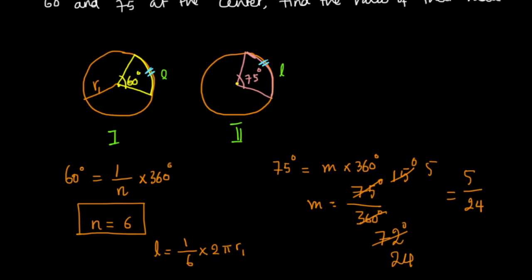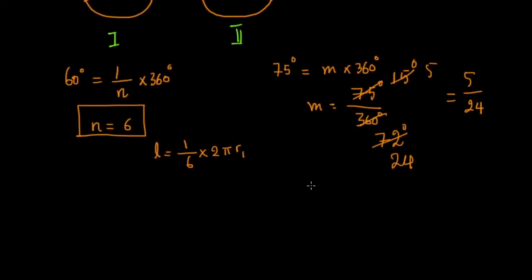So if the radius of the second circle is r2, then doing similarly, the length of our arc would be L equal to this m, so that's 5 by 24 times 2 pi times r2, right? And we want to find the ratio of their radii, which means we want to find r1 is to r2, or r1 by r2. We want to find this fraction.